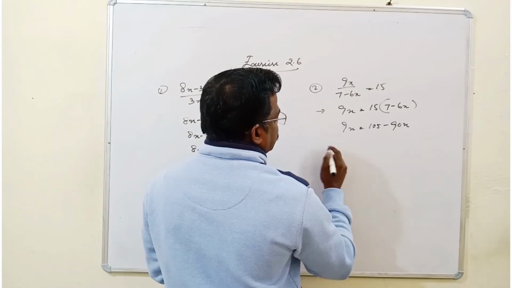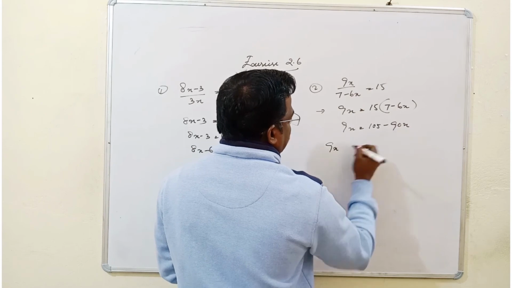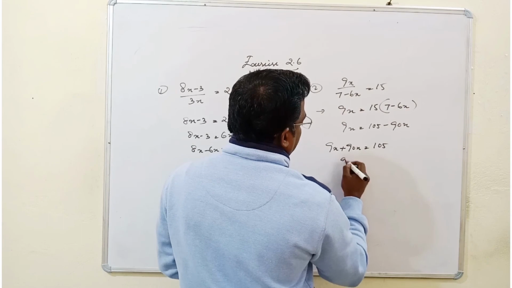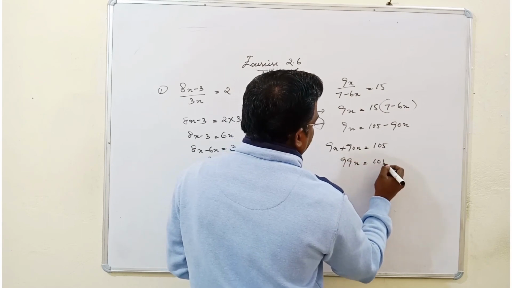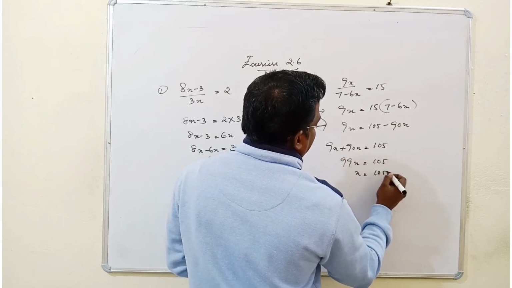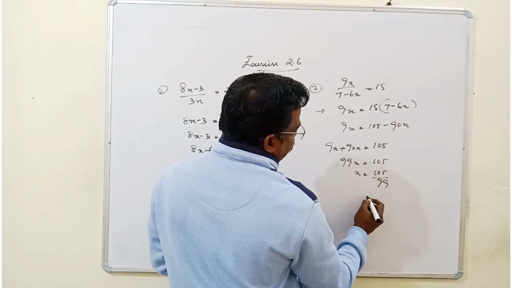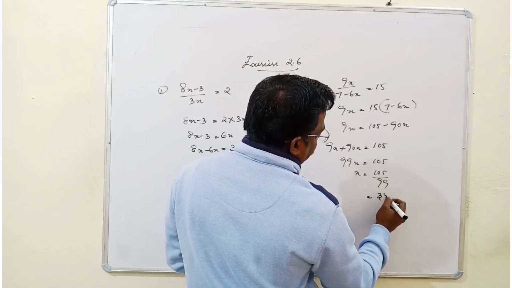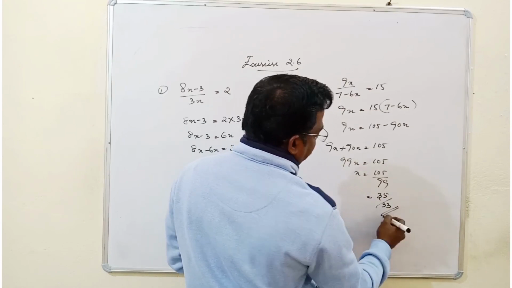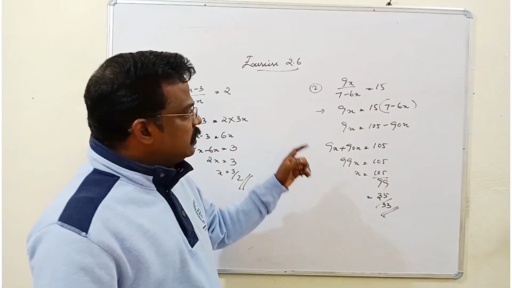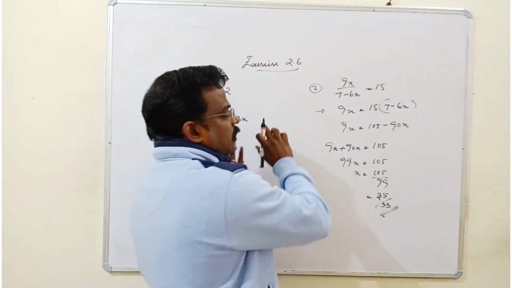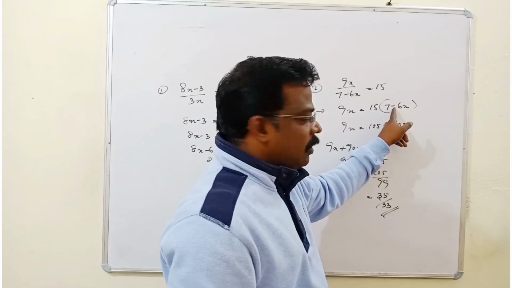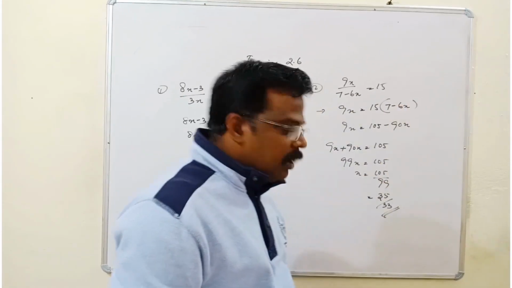So here also we can keep the x terms together. 9x minus 90x is minus 90x plus 9x, so 99x equals 105, x equals 105 by 99. So we can cut this short by 3. 35 by 33. This is the way to solve this type of question. That means we are taking this denominator to this side and multiplying, forming one equation and solving.